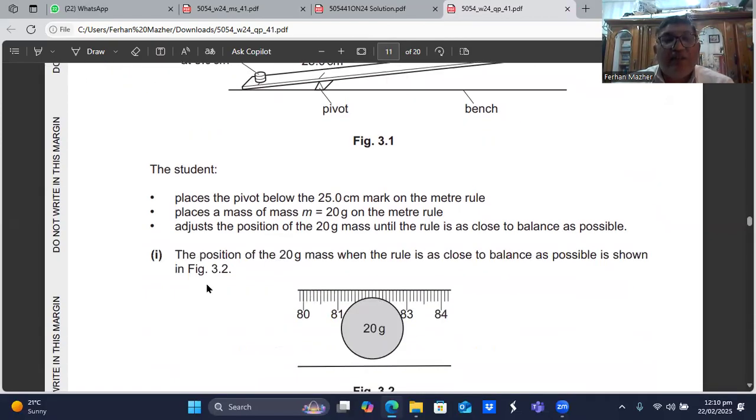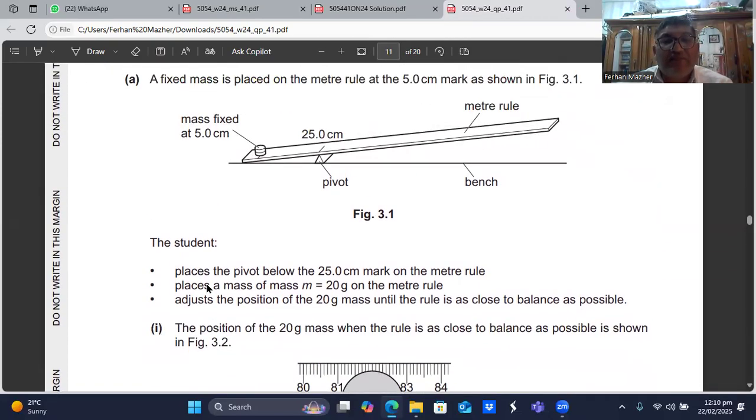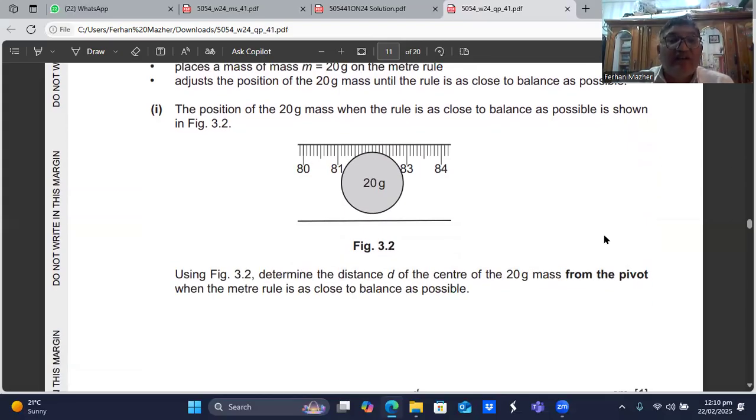The student places the pivot below the 25 centimeter mark on the meter rule, places a mass of 20 gram on the meter rule, and adjusts the position of the 20-gram mass until the rule is as close to balance as possible. The position of the 20-gram mass when the rule is as close to balance as possible is shown in figure 3.2. So using figure 3.2, determine the distance d of the center of the 20-gram mass from the pivot. The method is very simple.